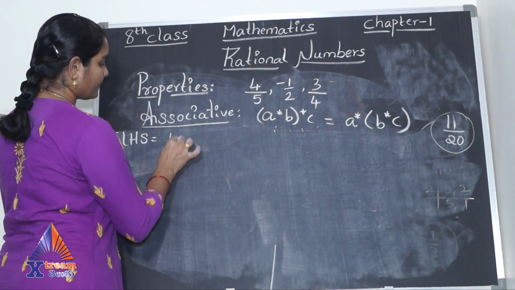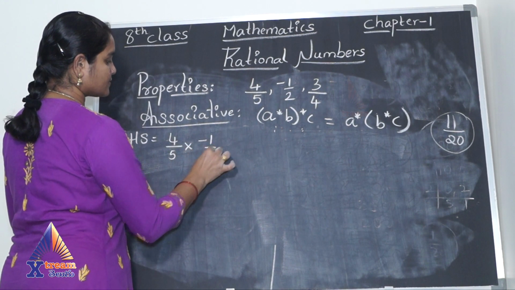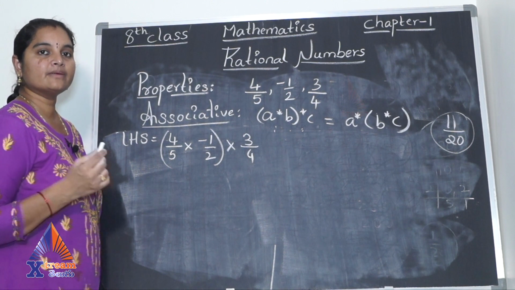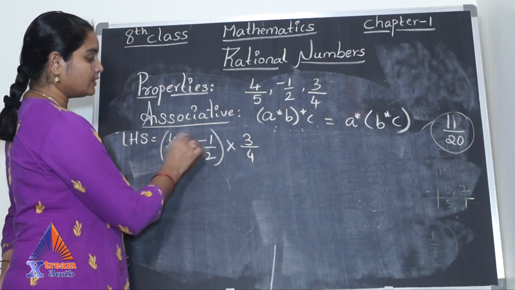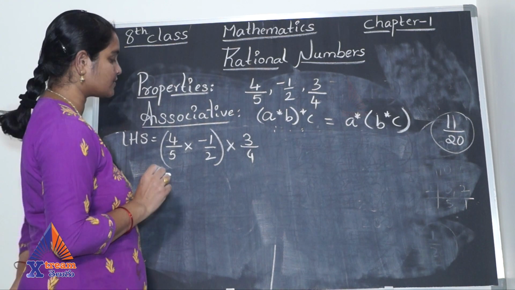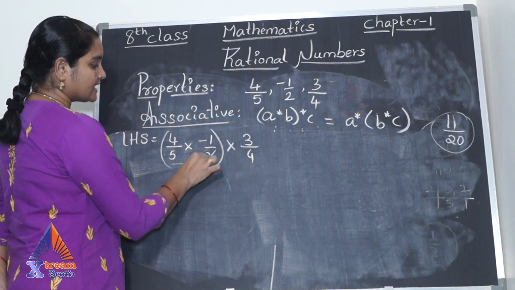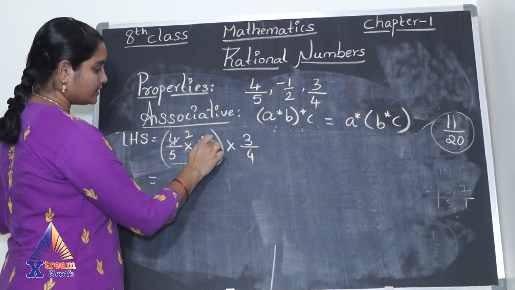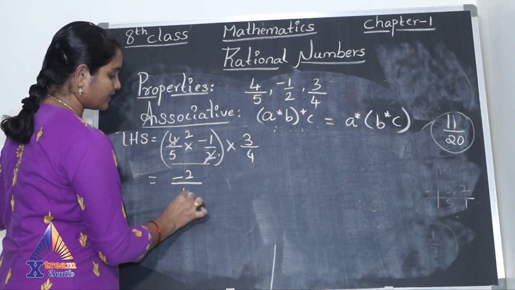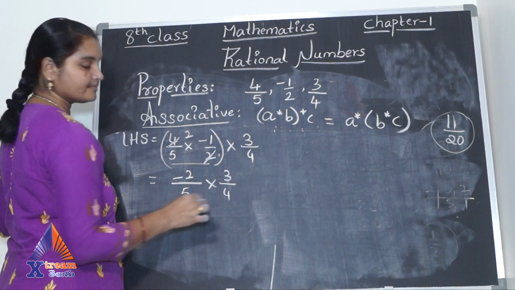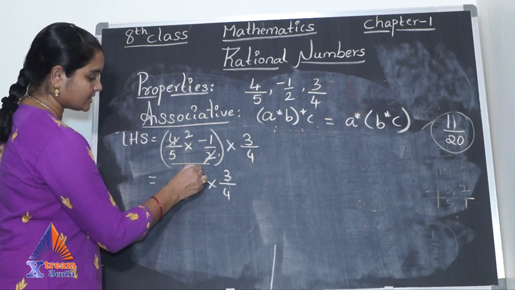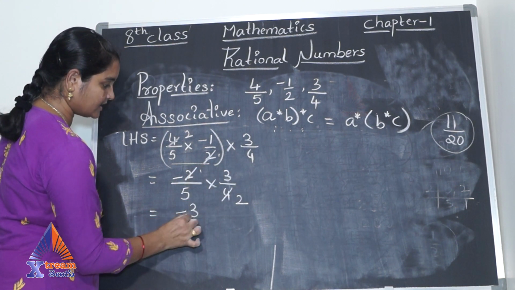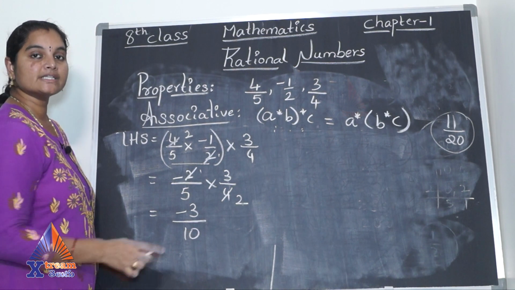Now let us check for the multiplication. LHS we have 4 by 5 into minus 1 by 2 into 3 by 4. Now before you go for the multiplication, check for the cancellation, whether you can cancel any numerator with any of the denominators or not. So first within the bracket, I can cancel 2 1's and 2 2's. So what is left for us? 2 into minus 1, minus 2 by 5 into 3 by 4. Now again check for the cancellations, 2 1's and 2 2's. Minus 1 into 3, minus 3 by 5 2's 10. So this is our LHS.